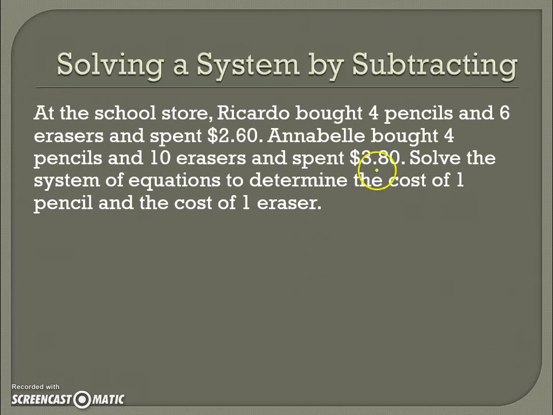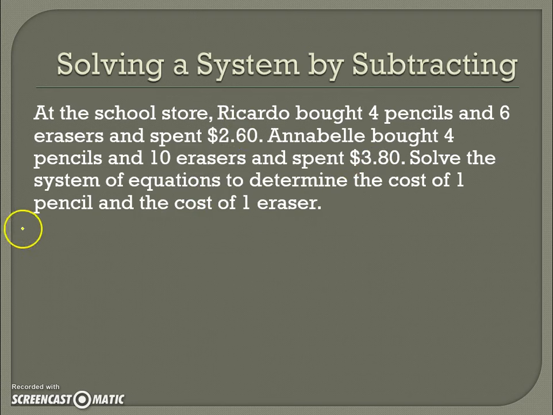Okay, so solving a system by subtracting. This is very closely related to addition, except for one little change. So let's take a look at this. It says, at the school store, Ricardo bought 4 pencils and 6 erasers and spent $2.60. Annabelle bought 4 pencils and 10 erasers and spent $3.80. Solve the system to determine the cost of 1 pencil and the cost of 1 eraser.